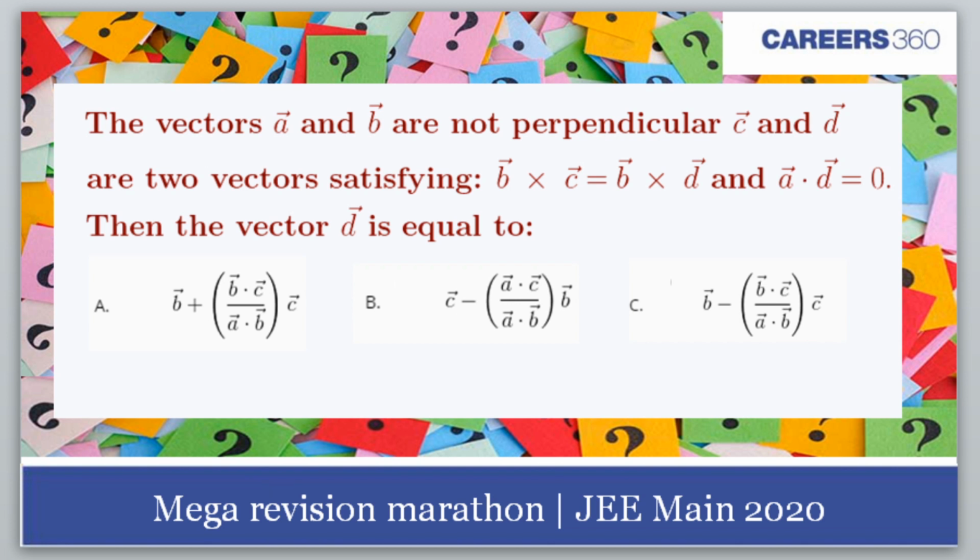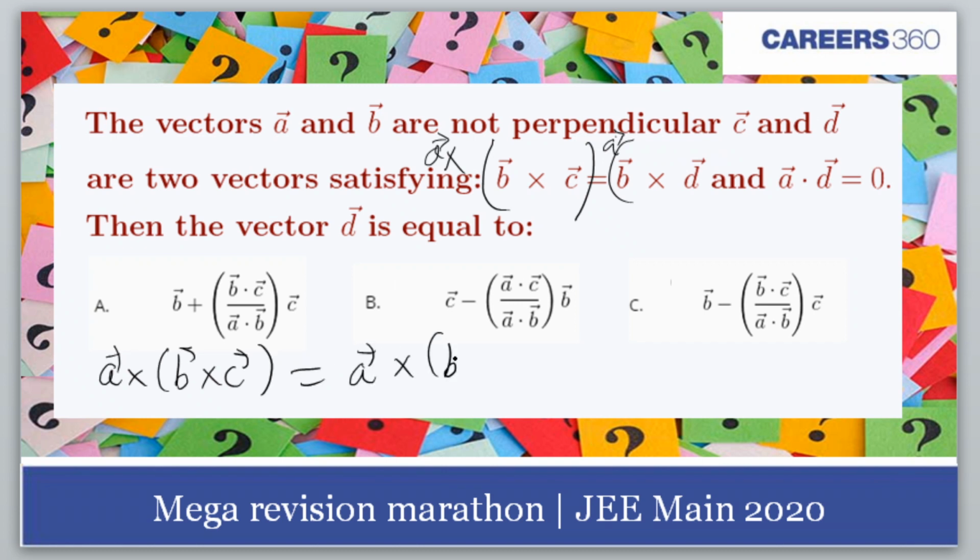So what do I do? Yes, students, you can also try. Tarun, B you are getting. Okay, very good, so fast. Ashit Shekhar, B. Okay. So B cross C is equal to B cross D. What I do, I take A cross both sides. So I get A cross B cross C is equal to A cross B cross D. Am I right?